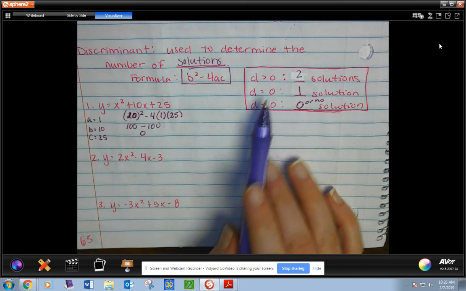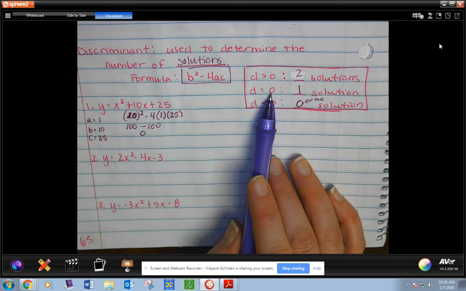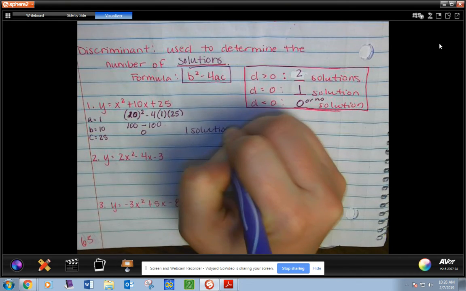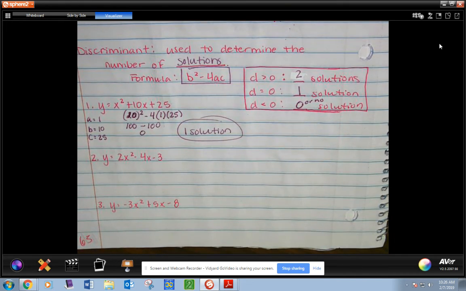So I'm going to look over here. If I get the answer of 0, that tells me I have 1 solution. So all you have to do is put 1 solution, and you're done. You're not actually finding the solution.